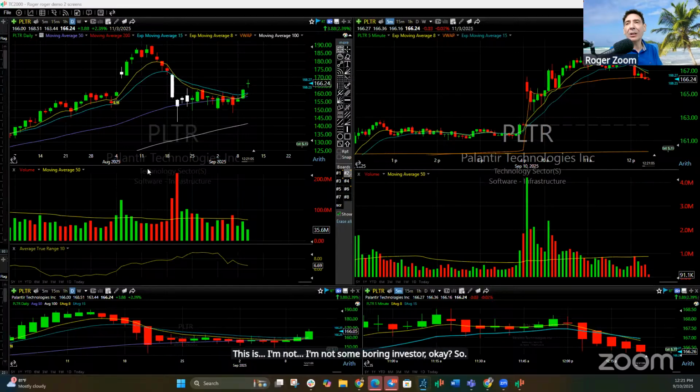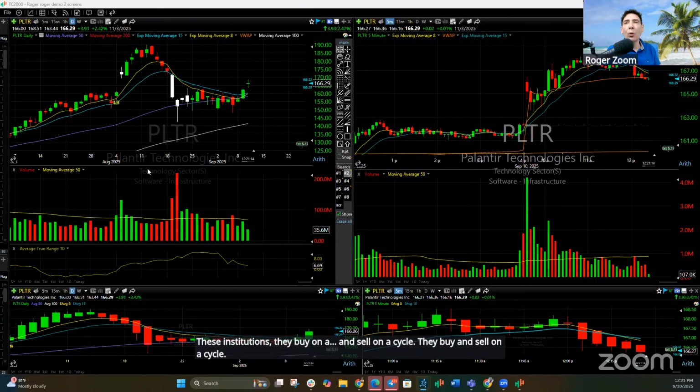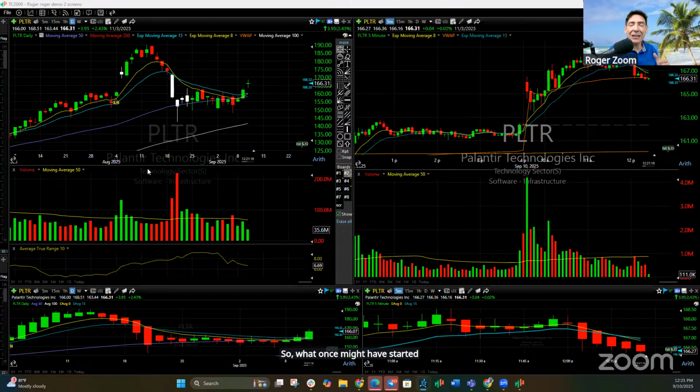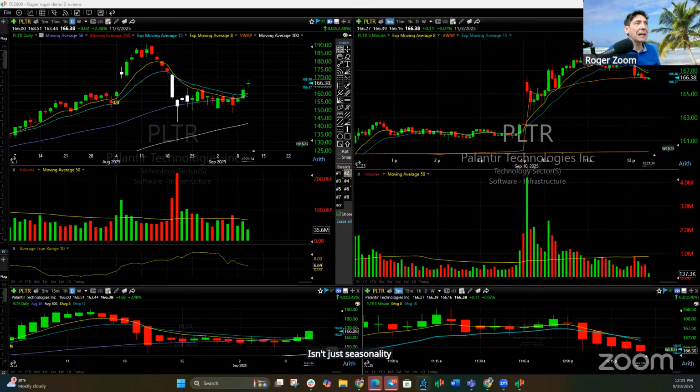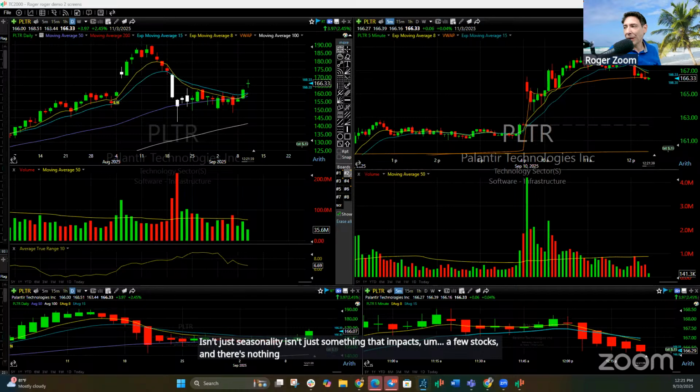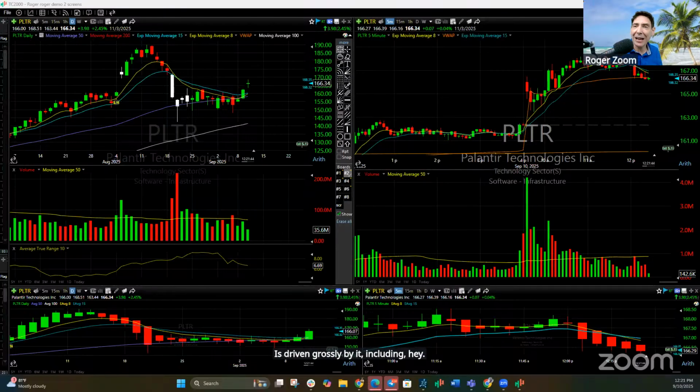So what happened was these institutions buy and sell on a cycle. What once might have begun as a result of weather or whatnot has just begun to happen on an economic cycle. Also, federal data that moves the market. All of these things have played into the rhythm. So seasonality isn't just something that impacts a few stocks and there's nothing else to it. It doesn't work that way. The whole market is driven grossly by it, including, hey, we're in September, guys.